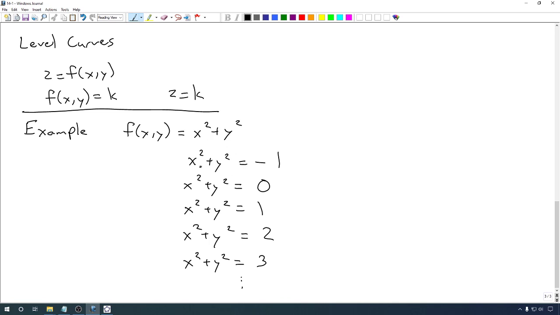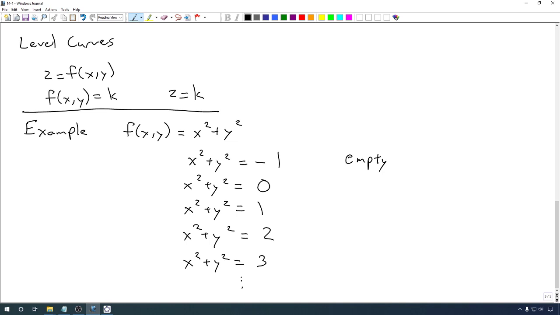Well, this very first one, it doesn't look like anything. X squared plus y squared can never be a negative number. No matter what we put in for x and y, we'll never get a negative one out. So you can say this is empty. There's no curve there. Level curves don't have to exist for every k.